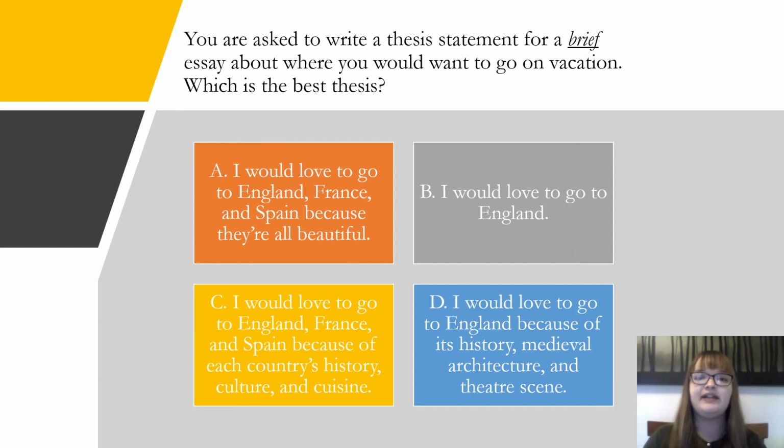If you're asked to write a thesis statement for a brief essay about where you want to go on vacation, which thesis statement would be the best option? A, I would love to go to England, France, and Spain because they're all beautiful. B, I would love to go to England. C, I would love to go to England, France, and Spain because of each country's history, culture, and cuisine. Or D, I would love to go to England because of its history, medieval architecture, and theater scene.